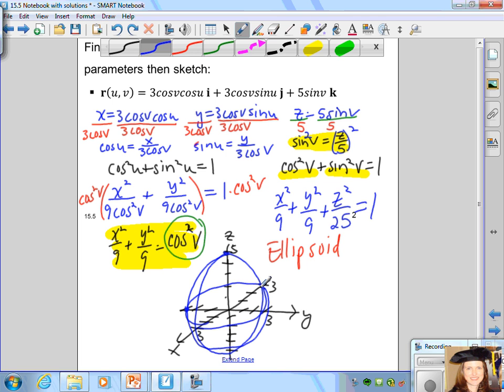Alright, so this is the sketch of the ellipsoid using the rectangular equation, x squared over 9 plus y squared over 9 plus z squared over 25 equals 1. We started off with the parametric surface, r in terms of u and v, and used some algebra and identities to eliminate the parameters u and v.